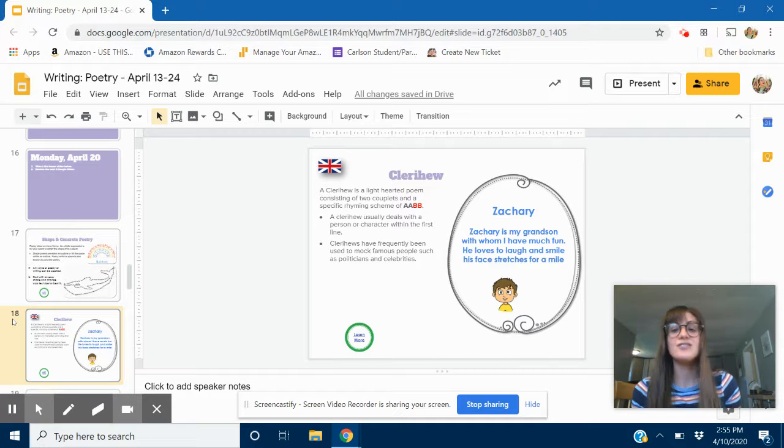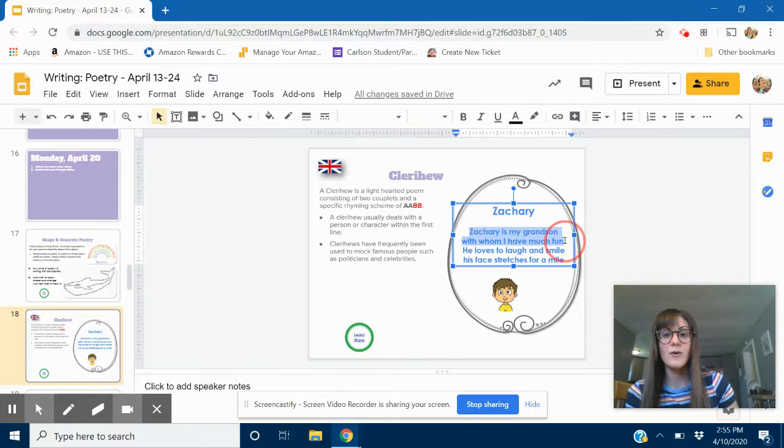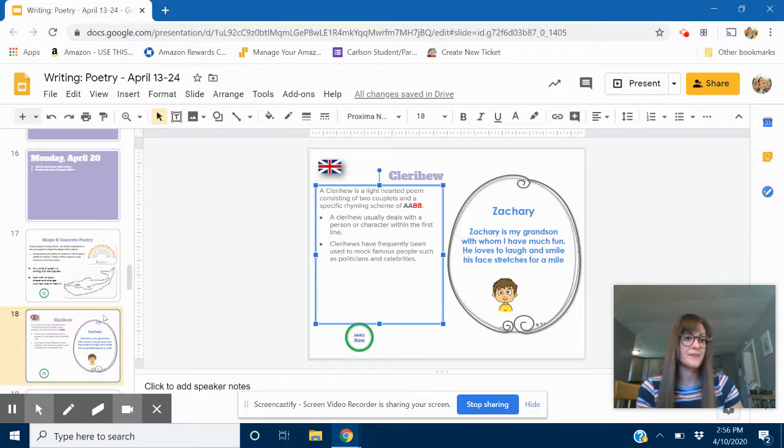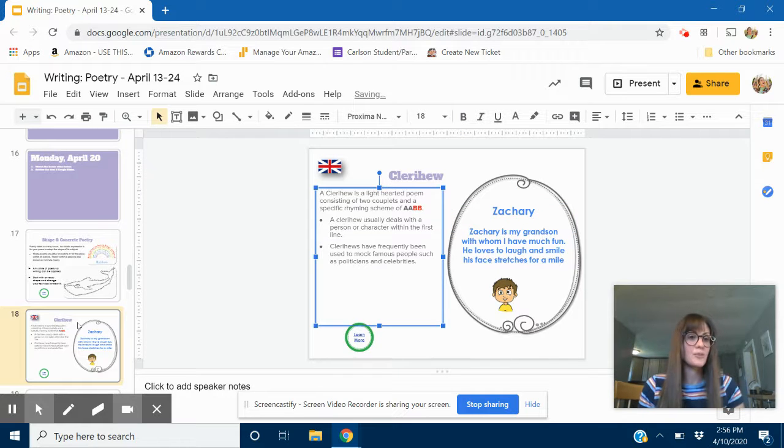So this one is about Zachary. Zachary is my grandson, with whom I had so much fun. He loves to laugh and smile. His face stretches for a mile. So a couplet, think of the word couple and think of a couplet as a poem with 2 lines. So this is 2 couplets. So 2 and then 2 more makes 4 lines for this poem. Okay, let's go on down to the next one.